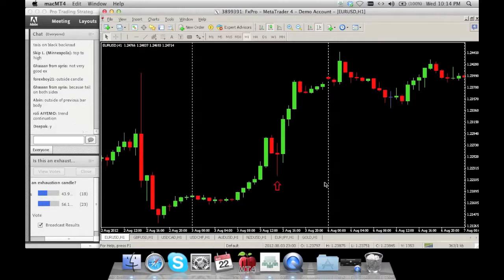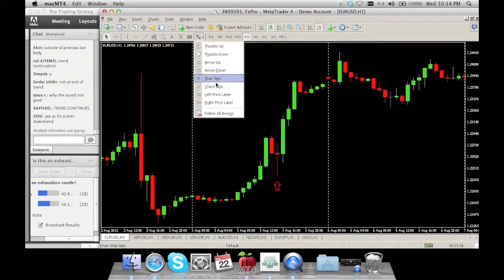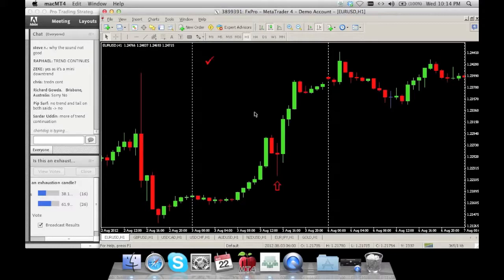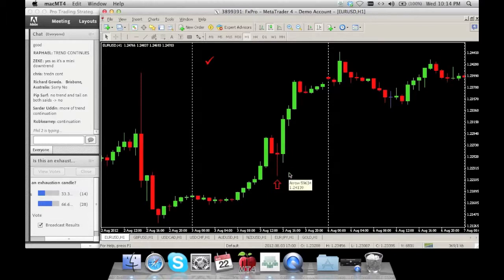Okay, what are the rules? Remember these 4 rules. Rule number 1, it must come from a trend. Is this coming from a trend? No. This is in an uptrend, and your exhaustion is also telling you it wants to go up. When you have an exhaustion candle, basically you put your arrow on the body and it tells you which direction it wants to go. So it's not really an exhaustion.